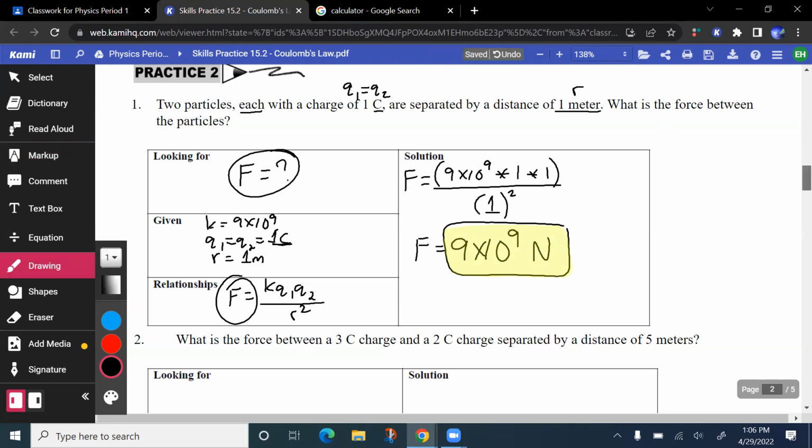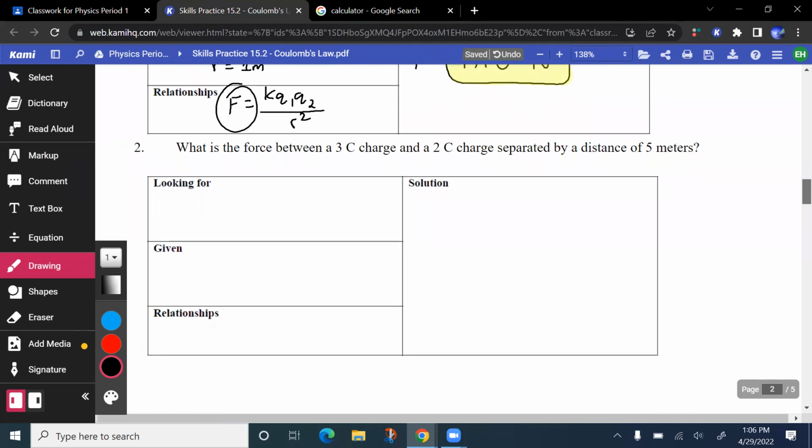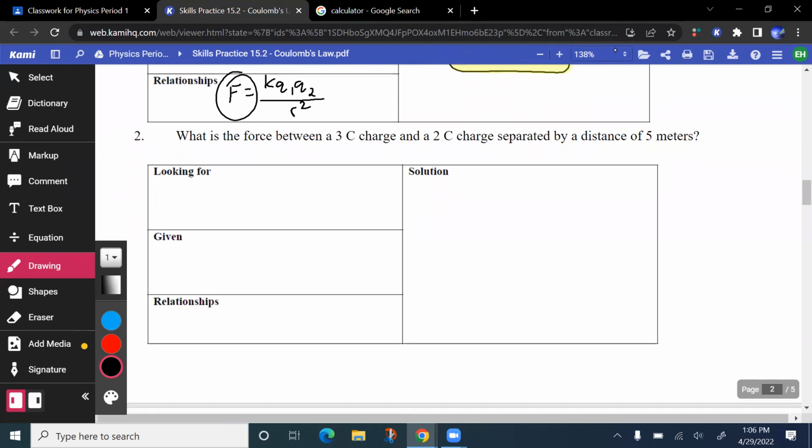Number 2. What is the force between a 3 Coulomb charge and a 2 Coulomb charge, separated by a distance of 5 meters? Okay, let's go ahead and put this in. Let's annotate. So we know that the first charge is Q1, we know there's Q2, and we're separating this by 5 meters. Go ahead and pause the video for a second and fill out your table.